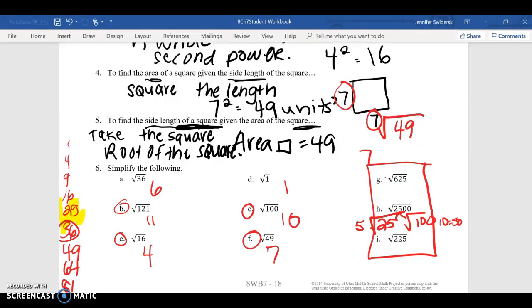Go ahead and try I on your own. Just try and think about what two numbers can I multiply together to get me 225.